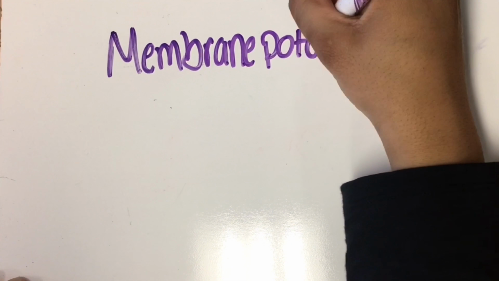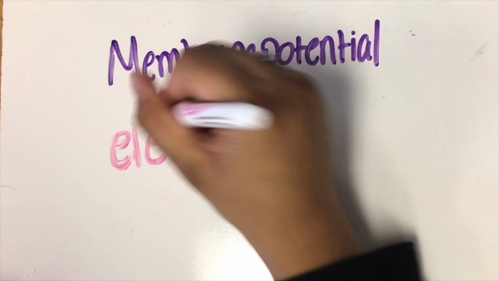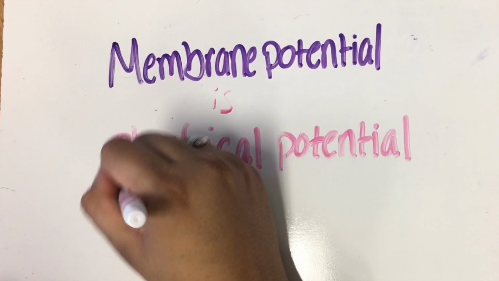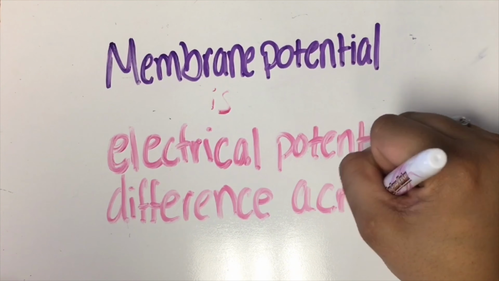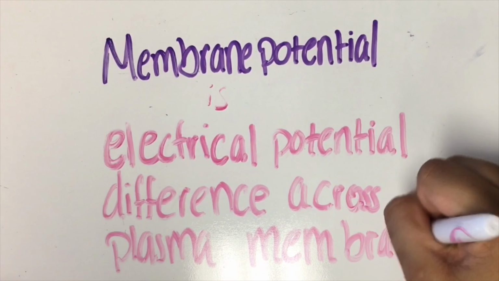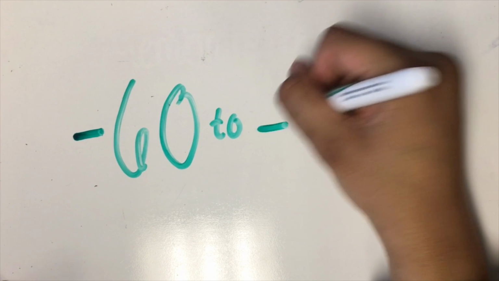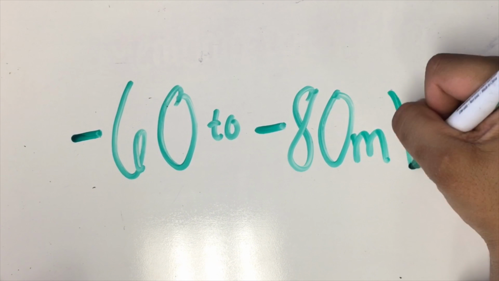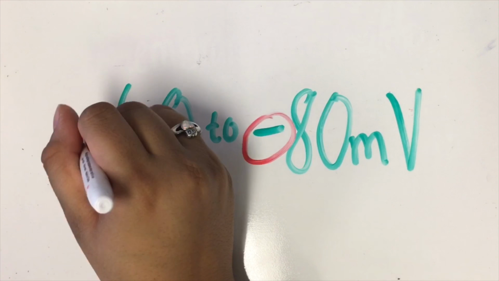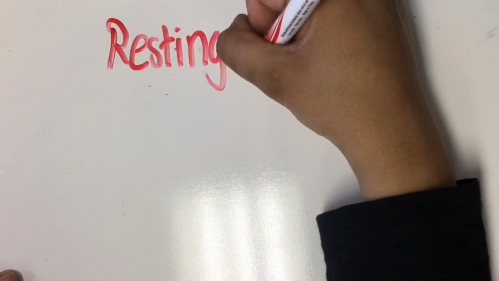But in order to understand resting potential, we must understand membrane potential. Membrane potential is the electrical potential difference across the plasma membrane. It's typically between negative 60 millivolts and negative 80 millivolts in neurons. The negative sign means that the inside is negative relative to the outside. Now on to resting potential.